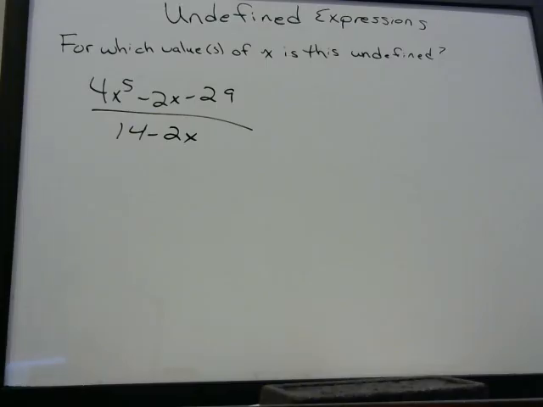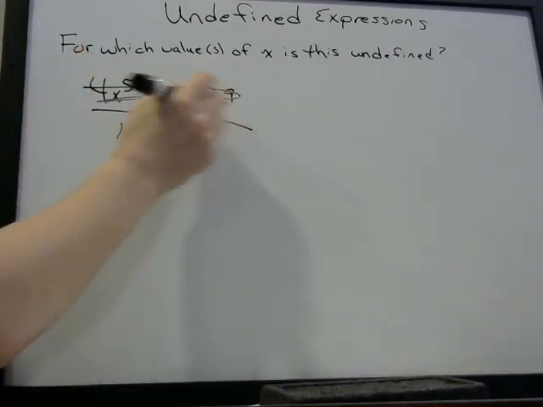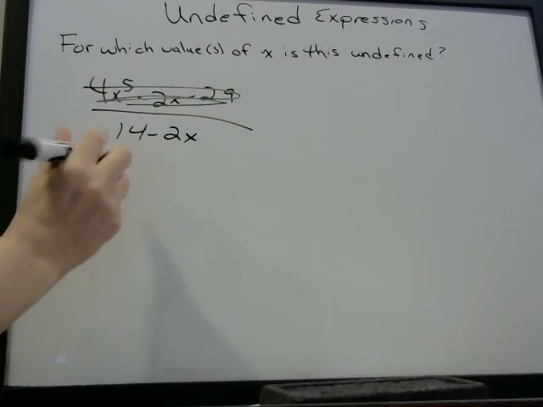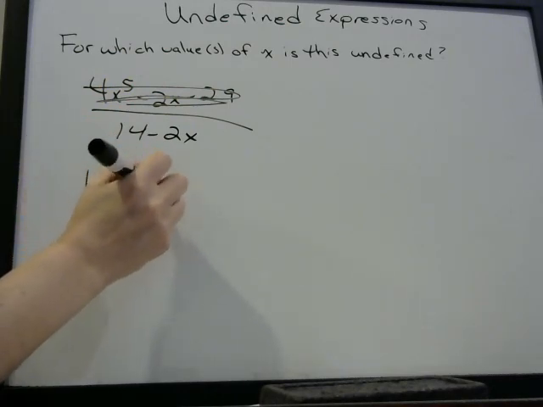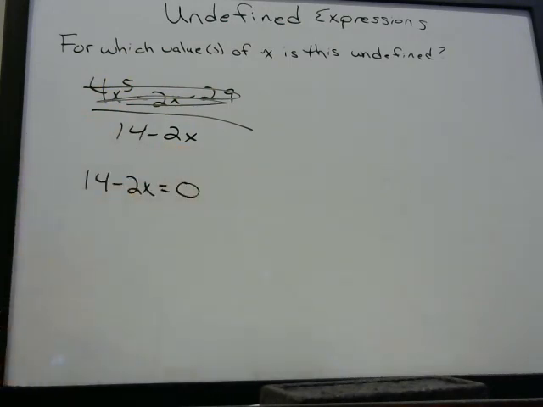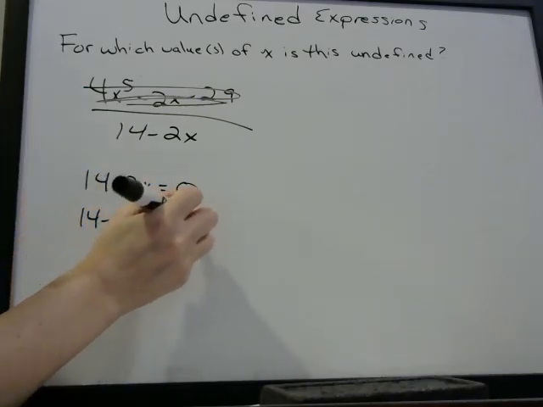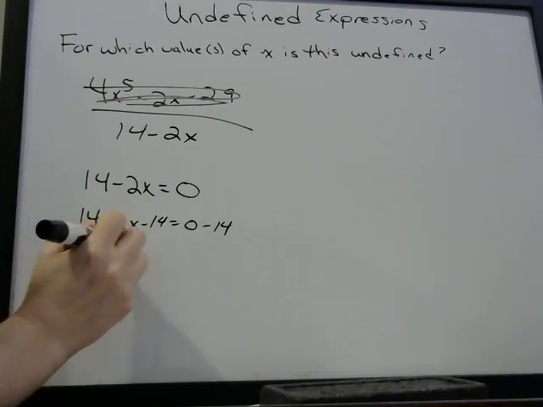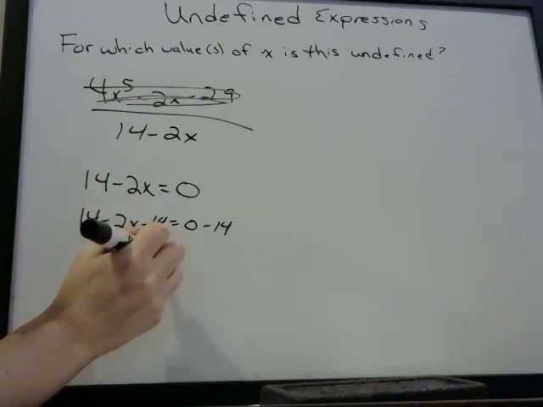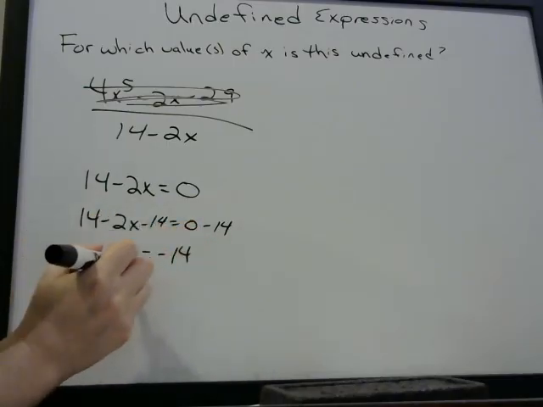But again, when you see this, forget about the numerator. When does the denominator equal 0? And again, you need to know how to do algebra. I'm not going to explain that all here. We first get rid of the 14 on each side, so we have negative 2x equals negative 14. We divide by negative 2.